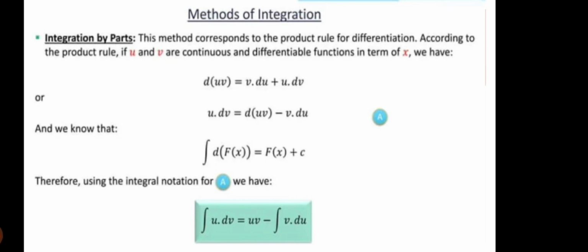Methods of integration. Integration by parts. This method corresponds to the product rule for differentiation. According to the product rule, if u and v are continuous differentiable functions in terms of x, we have the derivative of uv, and we know that the integral of a derivative gives back the function. Therefore, using the integral of the derivative, we have the formula for integration by parts.